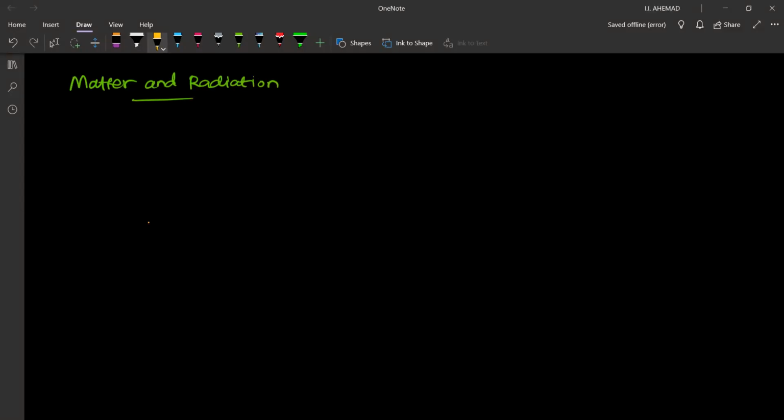So don't write what I'm writing now. We know that heat can be transferred in three methods. One of the methods is conduction, then convection, and the third method is radiation.